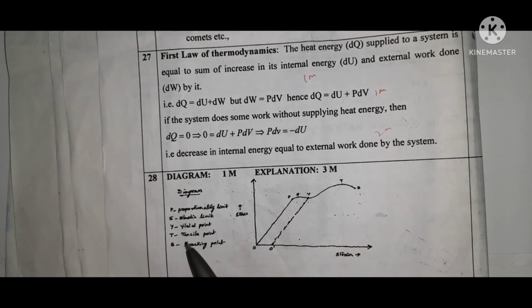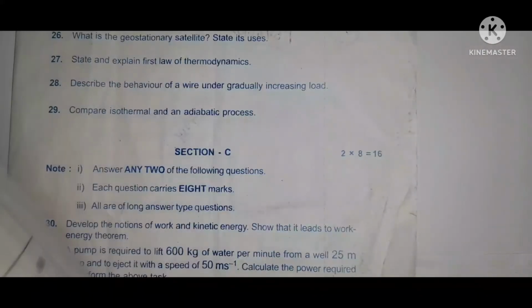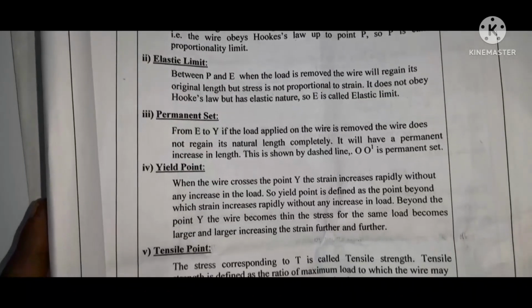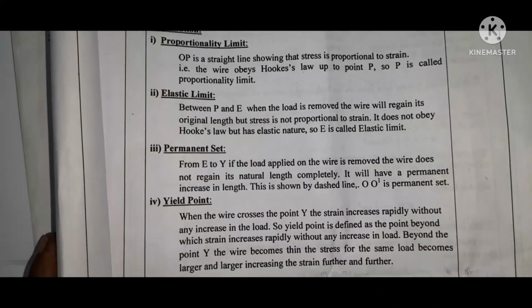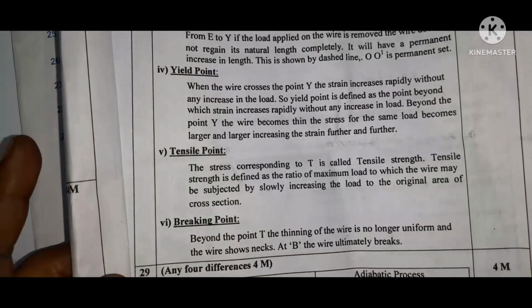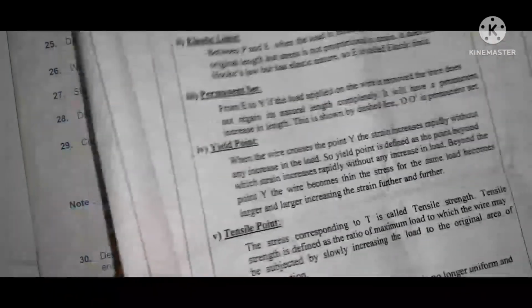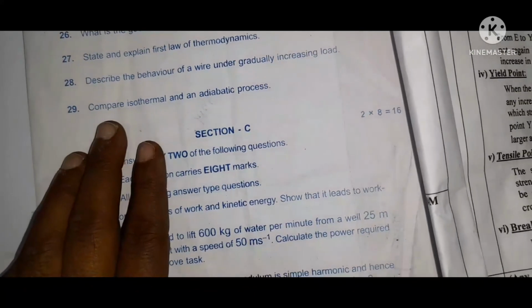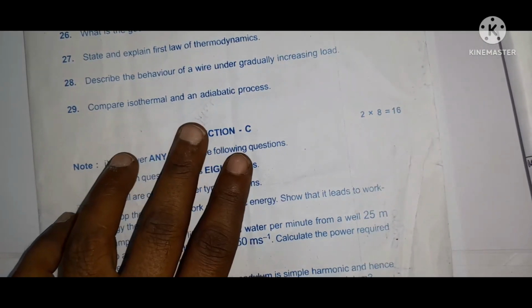You have to mention all these points with explanation. Okay, the board will give it like this with explanation. That is proportionality limit, elastic limit, permanent set, yielding point, tensile point, breaking point, etc. So for this 3 marks. Definition and diagram 1 mark.